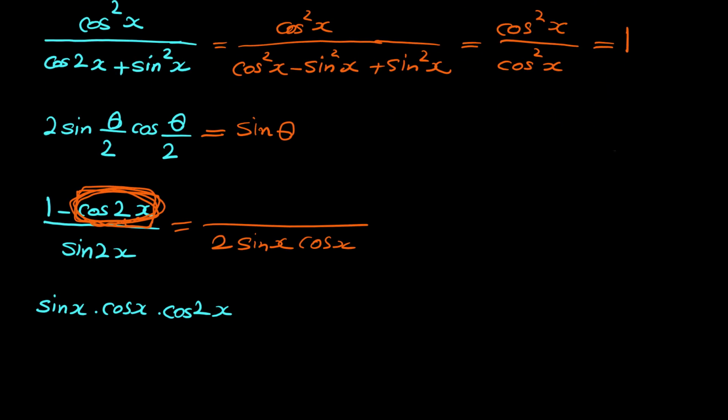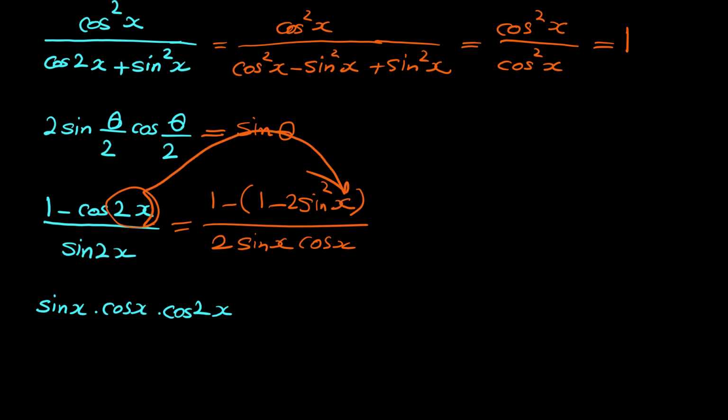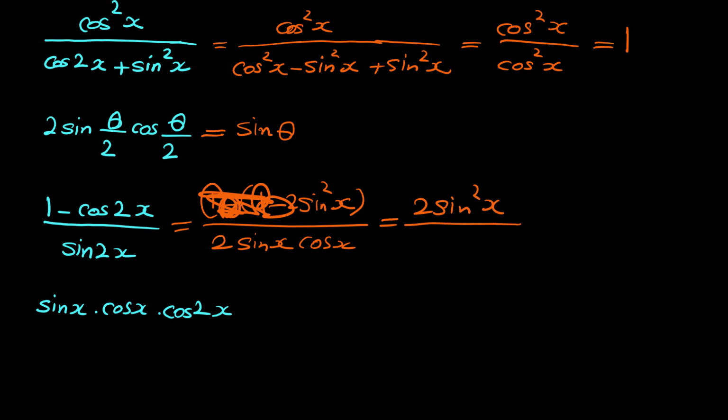So here, for simplifying this expression, in numerator we write 1 minus 2 sine to the 2x. Here is 2x, so here is x. Now if we simplify numerator, in numerator we have 1 minus 1, which is 0. Minus times minus would be plus, so we have 2 sine to the 2x all over 2 sine x cosine x. 2 from numerator with 2 from denominator cancels. 1 sine from numerator with 1 sine from denominator cancels.